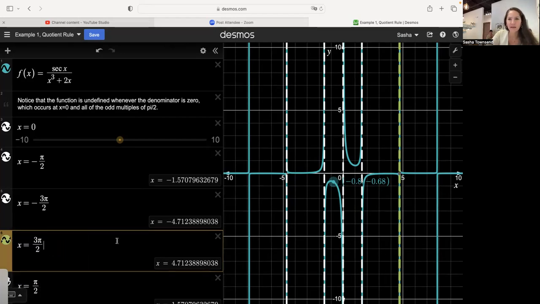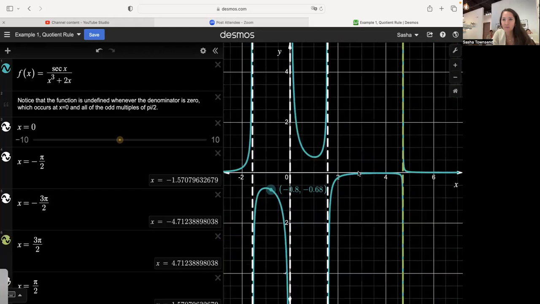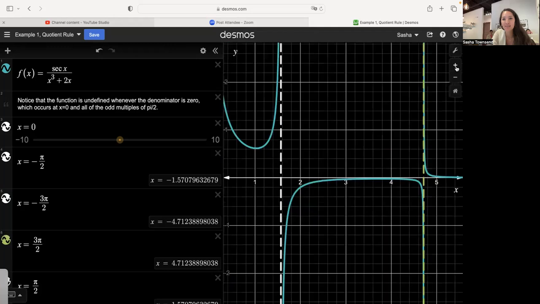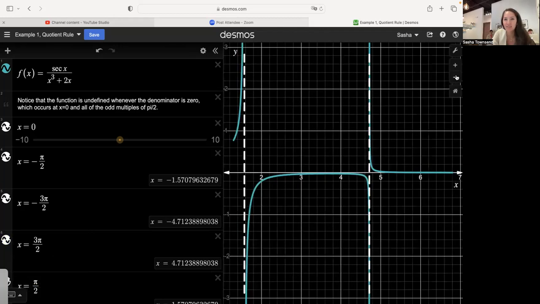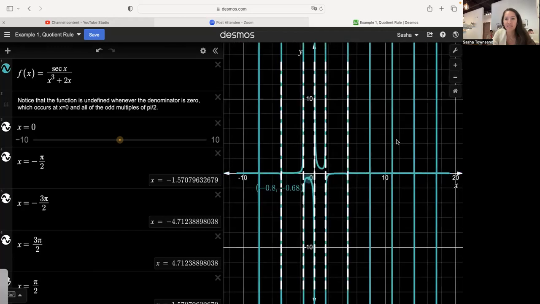Oops. Positive 3 pi over 2? That one worries me a little bit. Yeah, I'm not really sure what happened to the graph there. Nope. Actually, we do have an asymptote. It was a little bit difficult to see, but it's actually there. It's a little bit harder to see from far away. But this is our function.